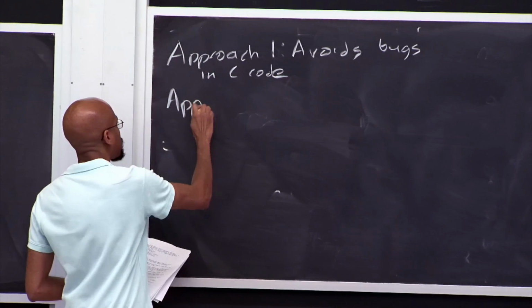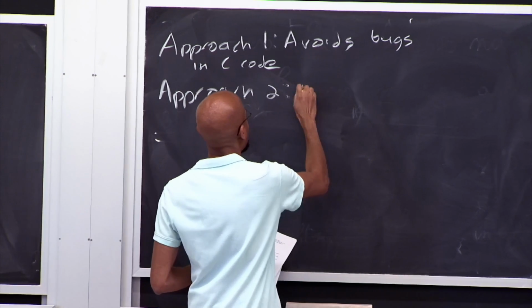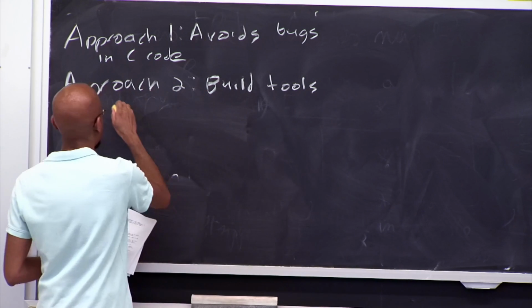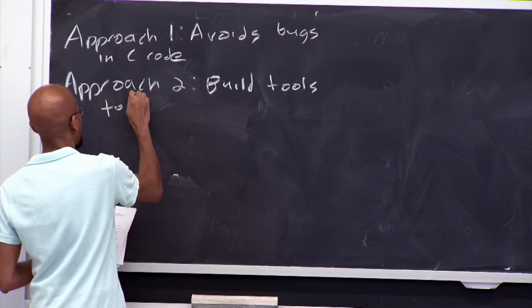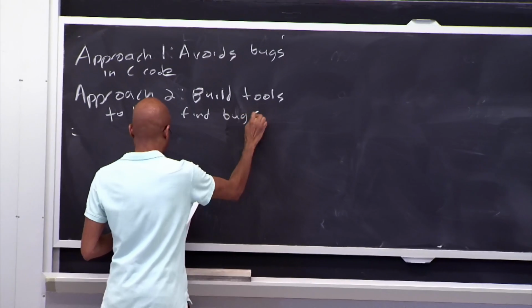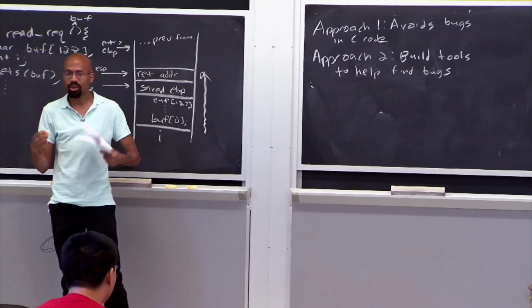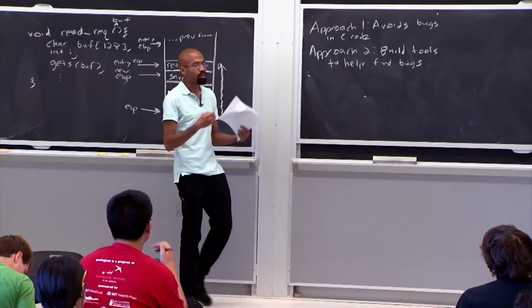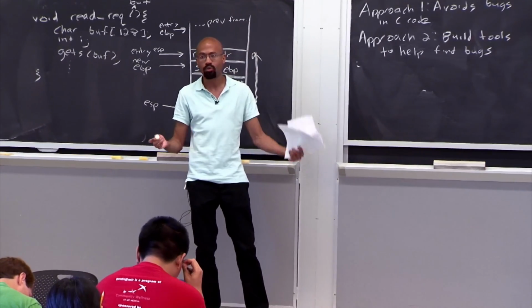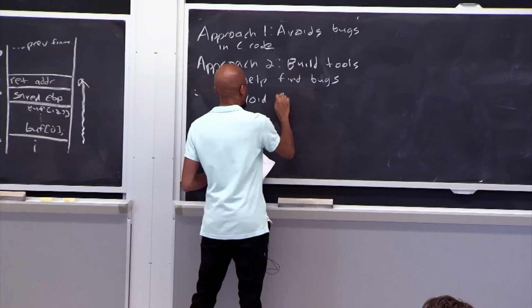Another approach is to build tools that allow programmers to find bugs. An example of this is something called static analysis. We'll talk a little bit more about static analysis in later lectures, but suffice it to say that static analysis is a way of analyzing the source code of your program before it even runs and looking for potential problems.